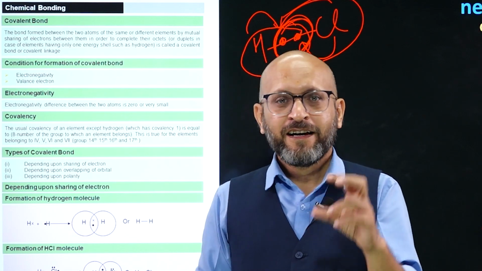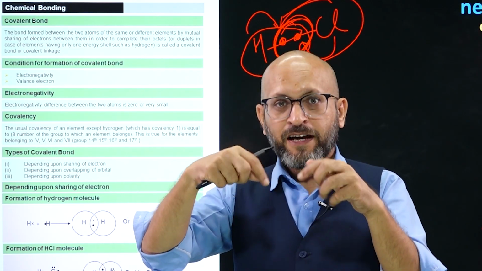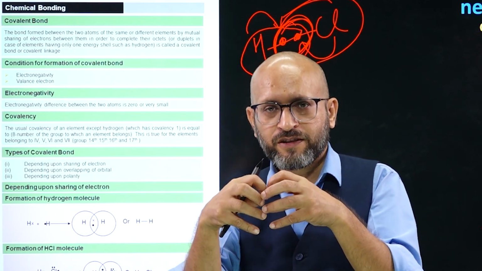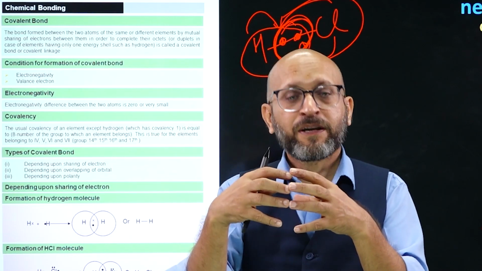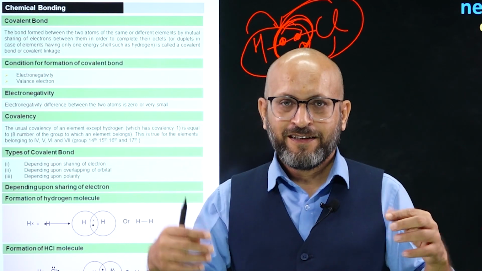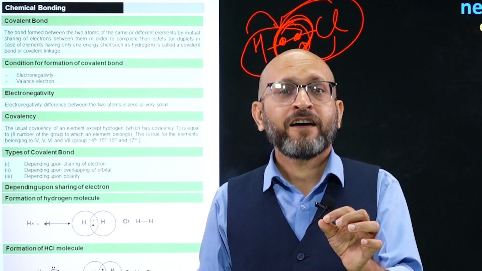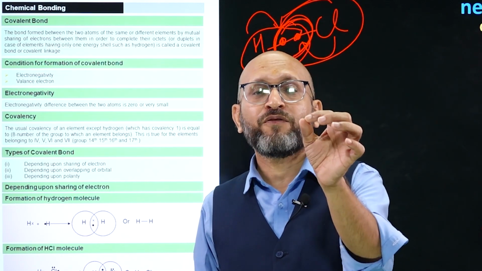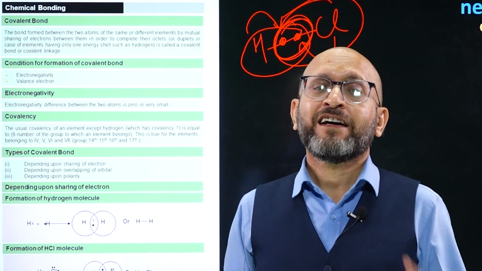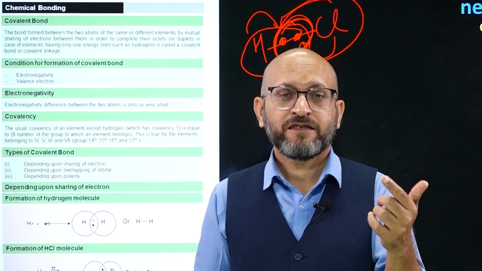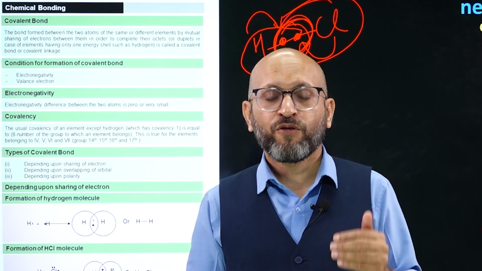So similarly, one electron comes from one atom, one electron comes from another atom. Now these two electrons belong to both. The first atom will say these are mine, the second will say these are mine. So this is mutually shared. This type of bond which is mutually shared between two atoms is called a covalent bond, right? And the number of covalent bonds formed by an atom is known as covalency.